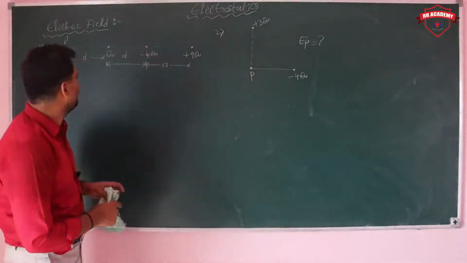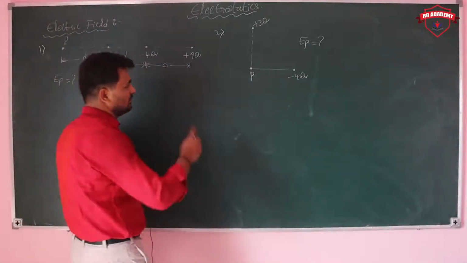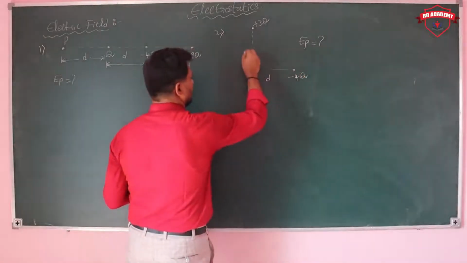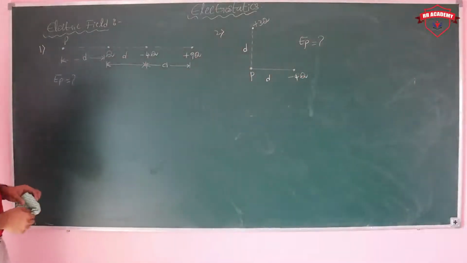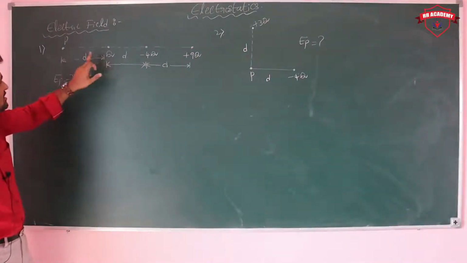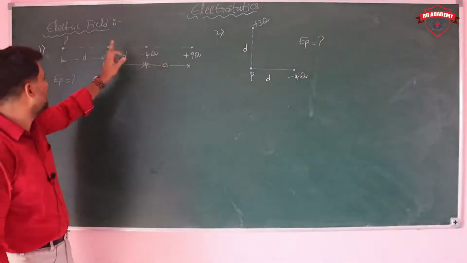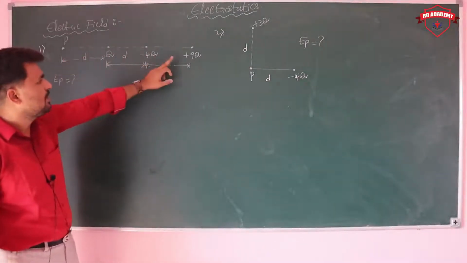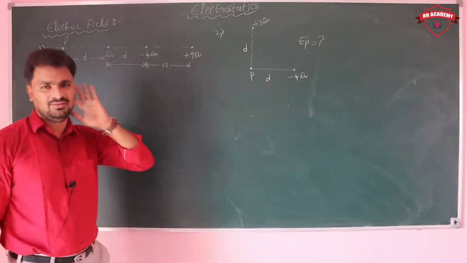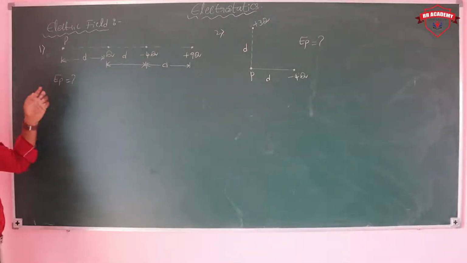So we'll see one problem here. There is a problem here. See, P point is here. Q charge is separated at a distance D. Minus 4Q is separated at a distance 2D. Plus 9Q is separated at a distance D plus D plus D, 3D. Then what about the electric field at point P?